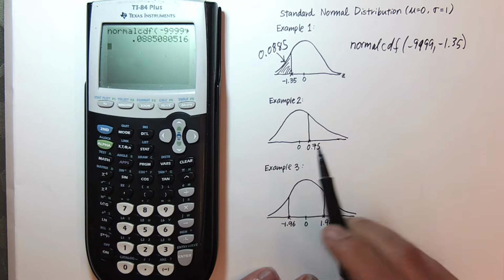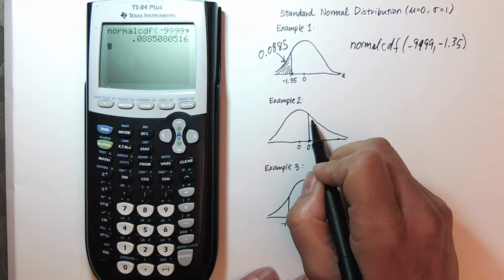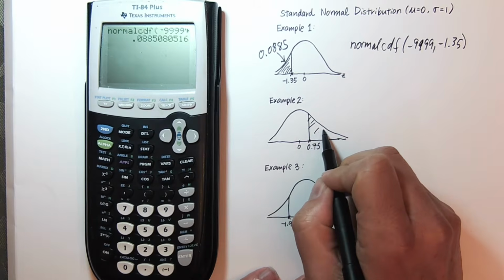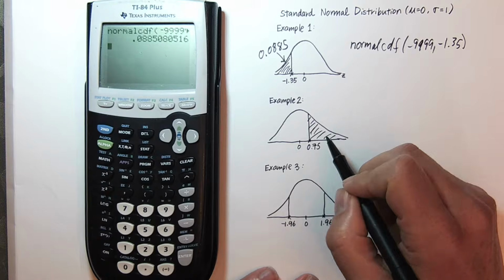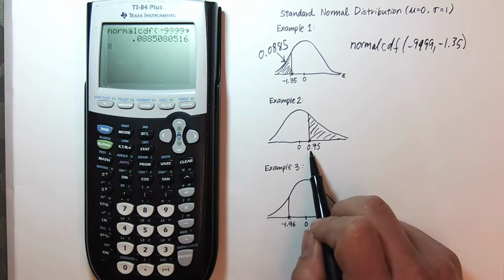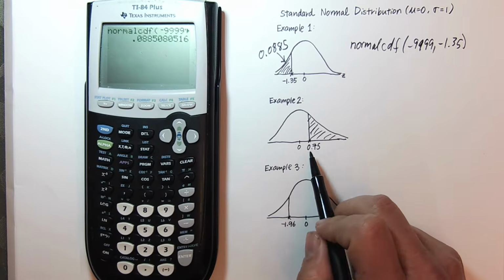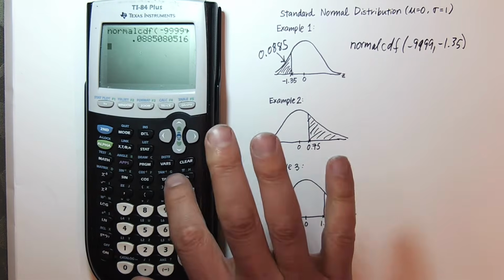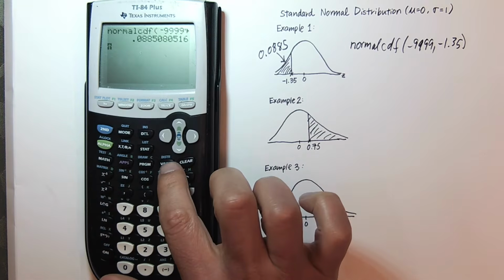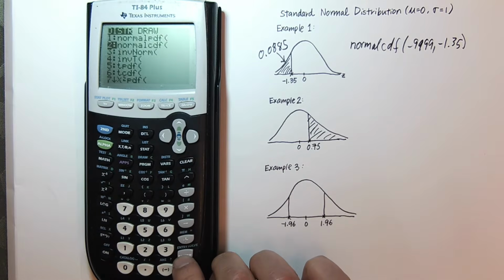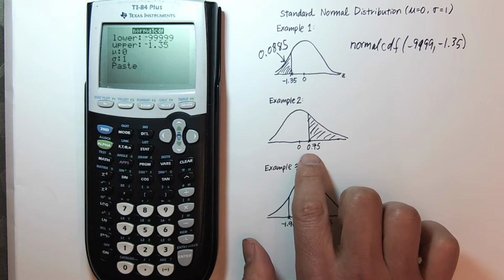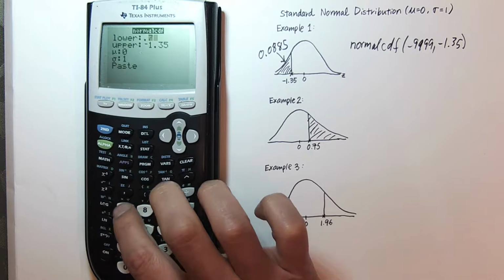For my second example, I'm going to find, instead of the area to the left like I did before, the area to the right, which again translates into probability. So my furthest left that I'm going to have here is my 0.75. So I'm going to go back into second distribution of vars, normal CDF, I want the cumulative distribution. And again, my lower is going to be 0.75.